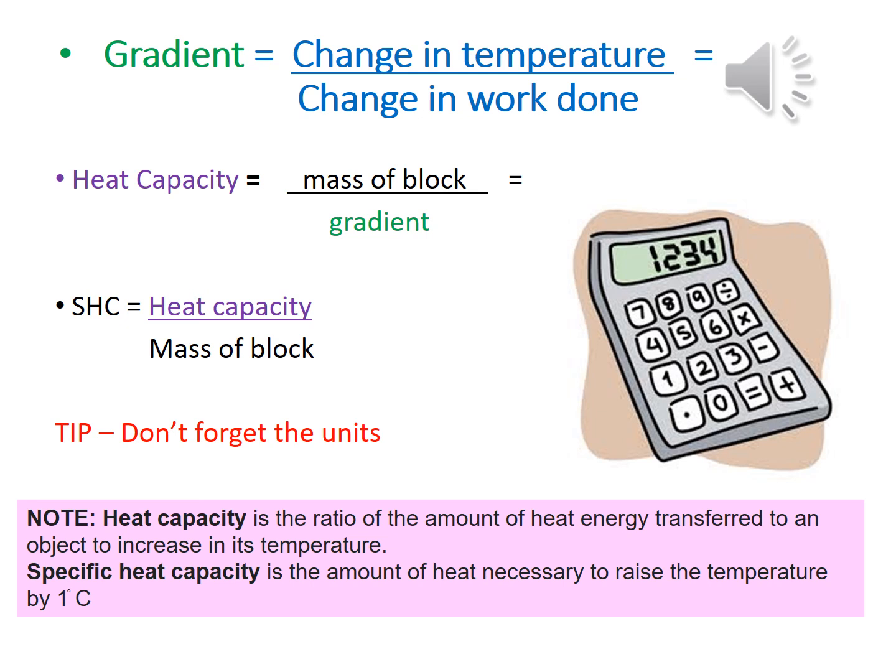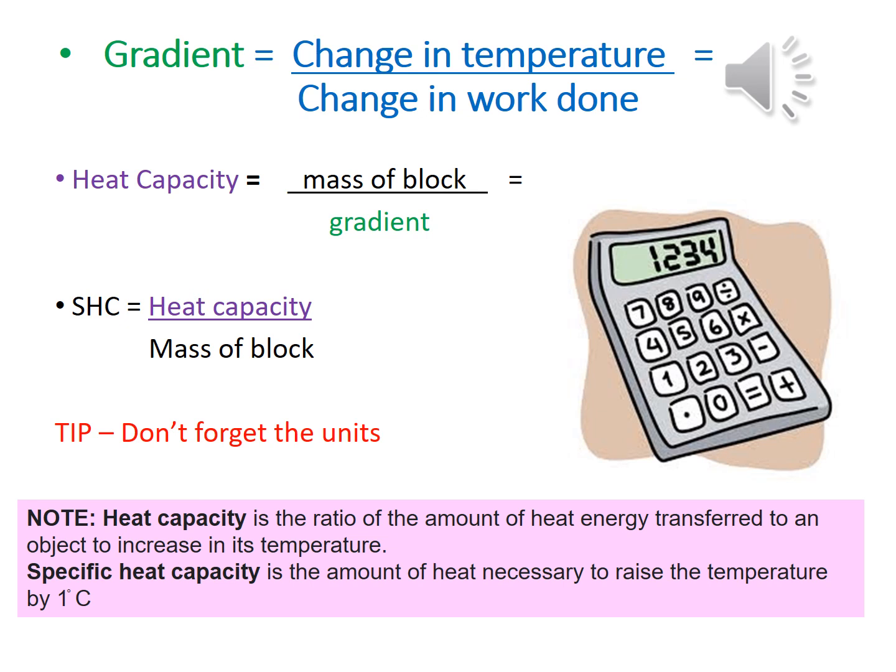So the mass of the block, which is going to be around 1 kilogram, we're then going to divide that by our answer for the gradient. And then finally, we're going to work out the specific heat capacity, which is the heat capacity from the previous answer, and then divided by the mass of the block, which again is going to be around about 1 kilogram.